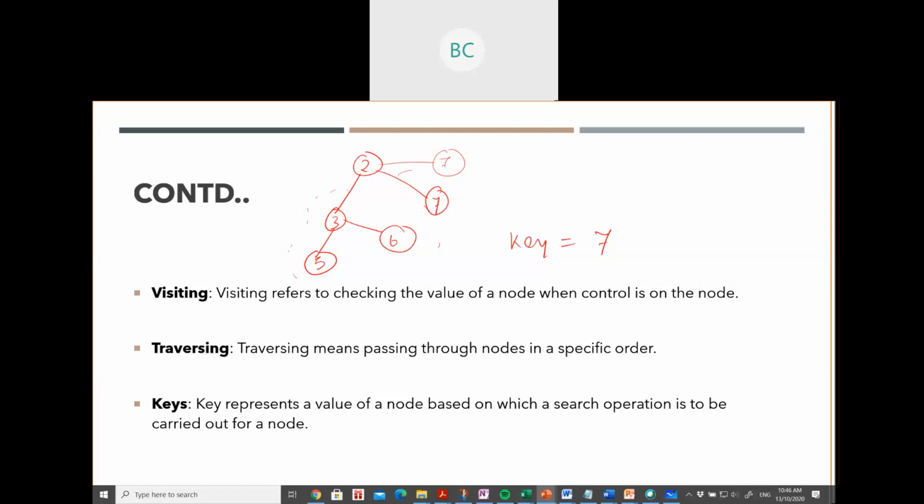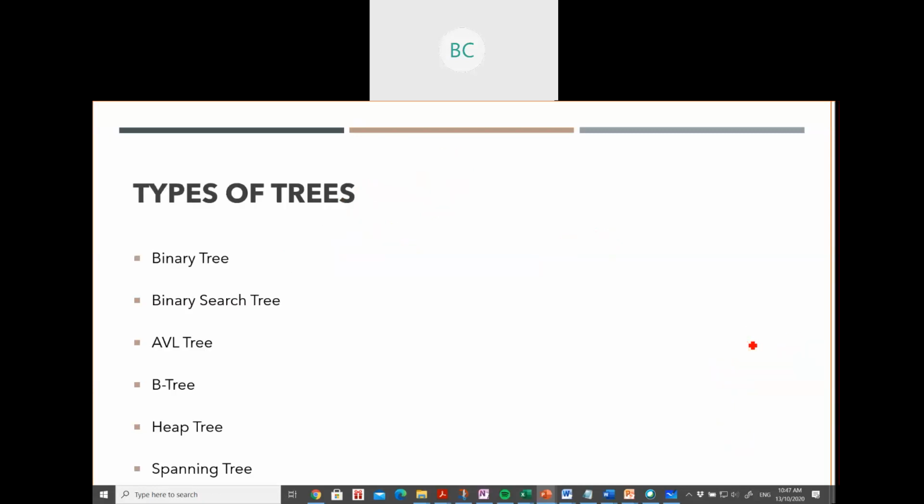Okay, binary tree means what? Every node will have just two children. They cannot have more than two children at max. For a general tree you can have one, two, five, any number of children. Each node can have any number of children. But in the case of binary, there will be only two children per node. There are different types of trees: binary tree, binary search tree, AVL tree, heap tree, spanning tree. We will discuss all of these one by one.